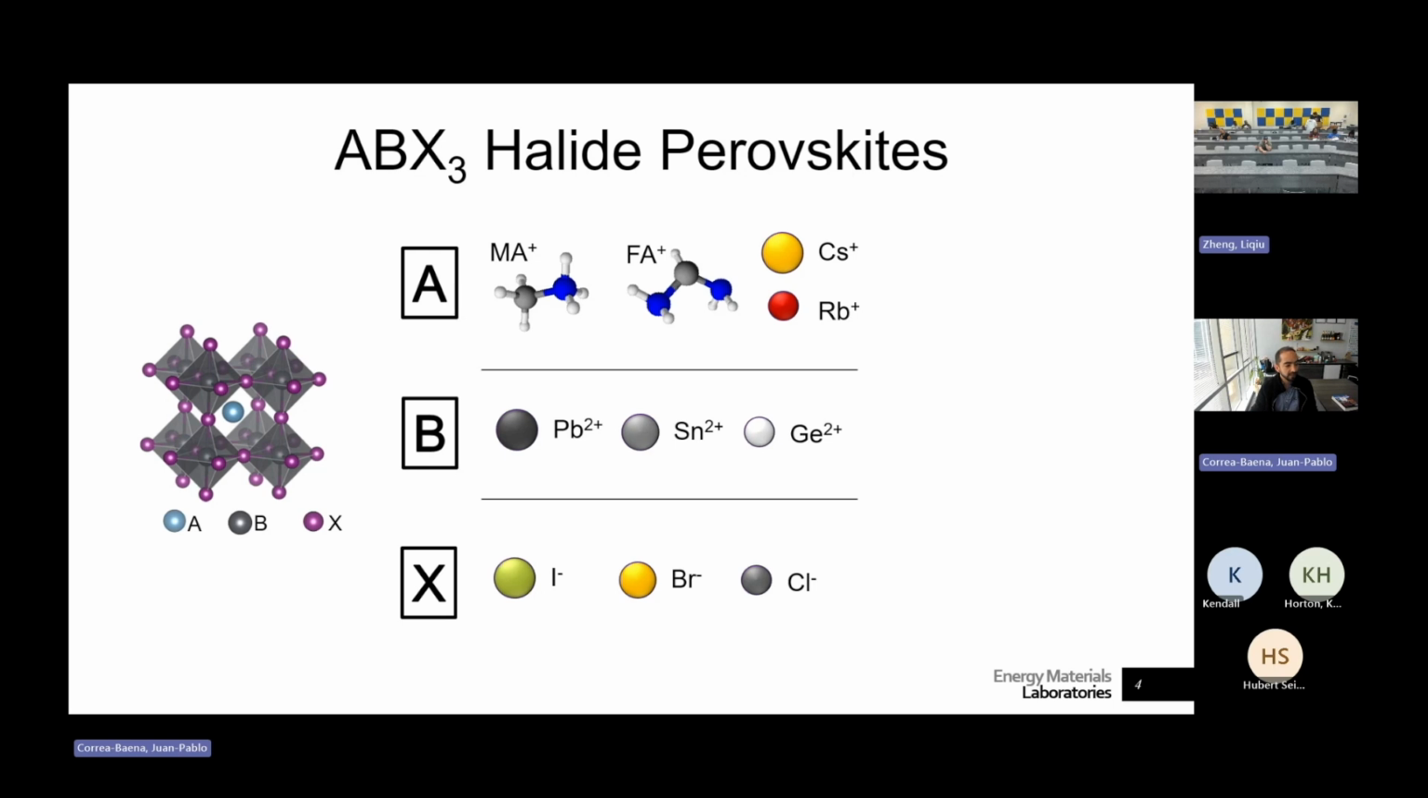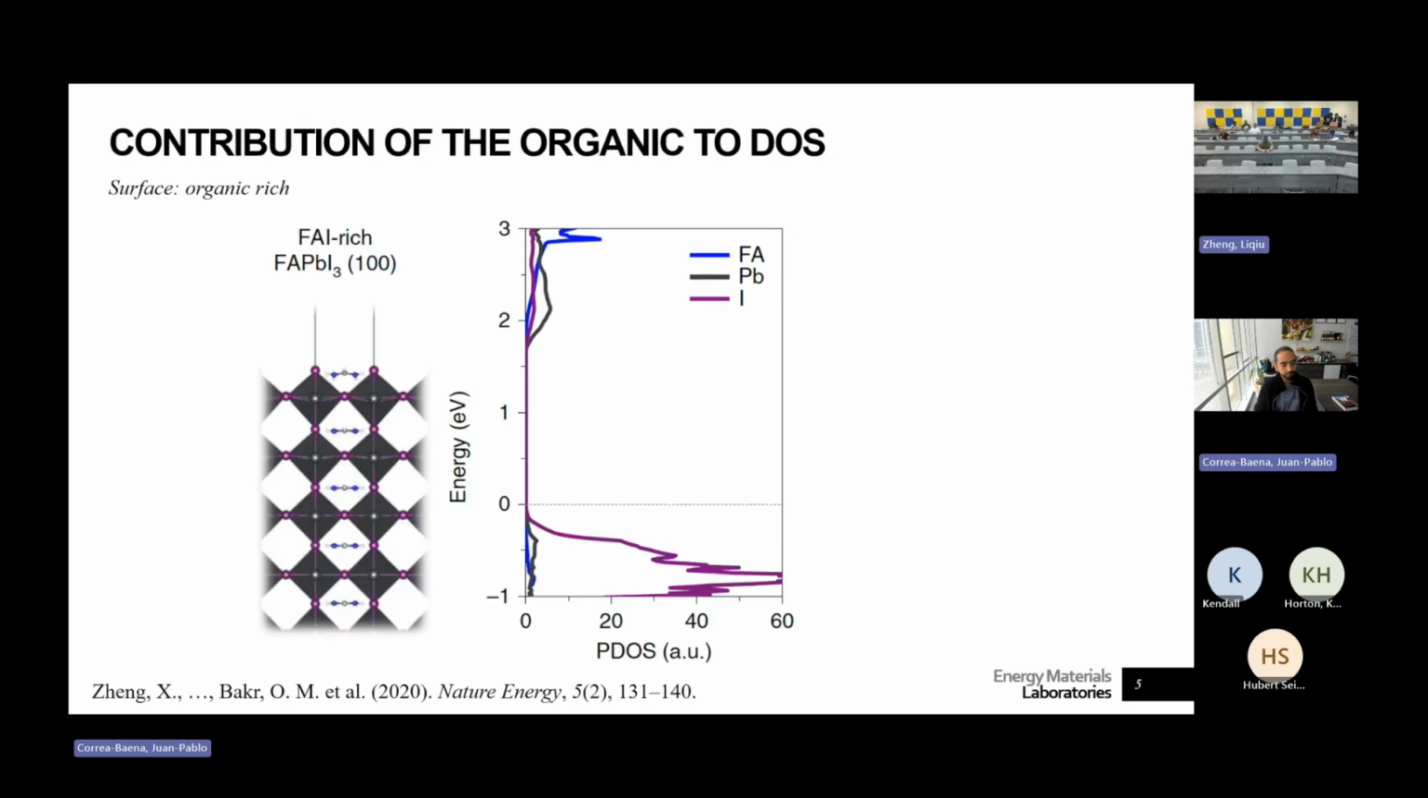In the B side, that's the center of that octahedron, we normally have things like lead or tin or germanium. So heavy metals that sit here. And on the X side, that's the purple atoms here, we have halides, so iodine, bromine, and chlorine. That's why we call these ABX3 halide perovskites, because we have a halide that is the bond that keeps this whole structure together. And so halides are very important for making sure that the structure is robust and stable.